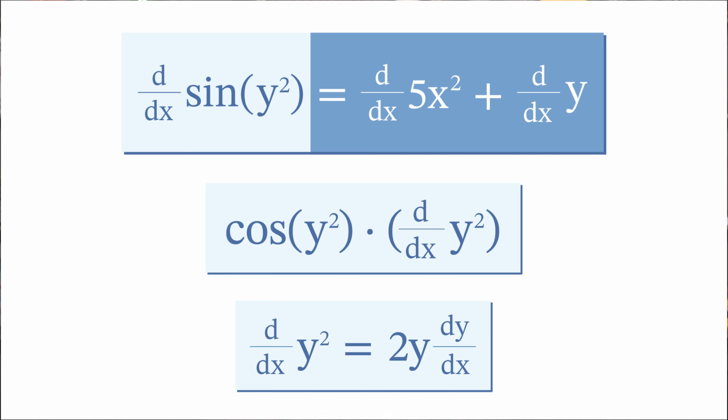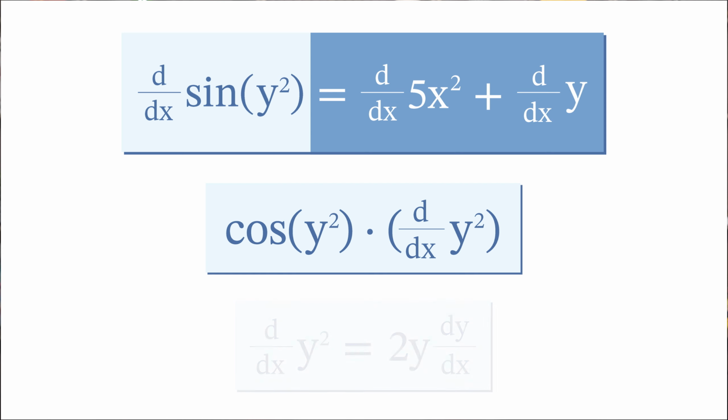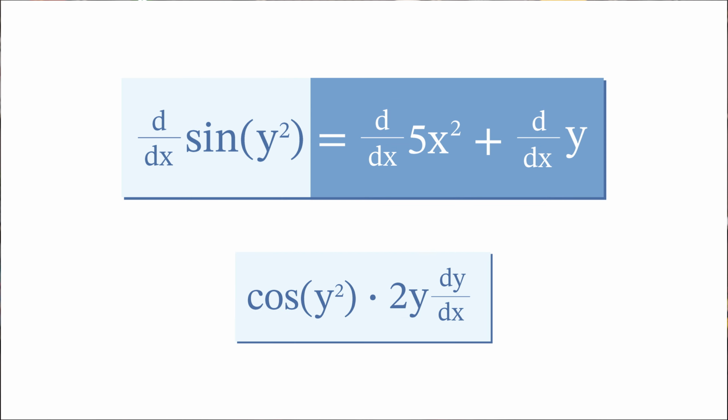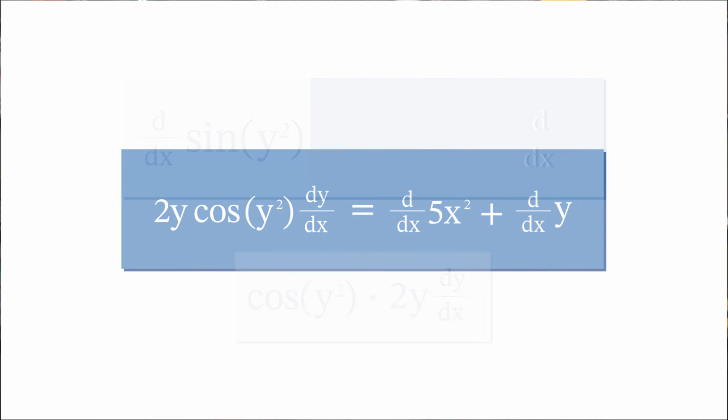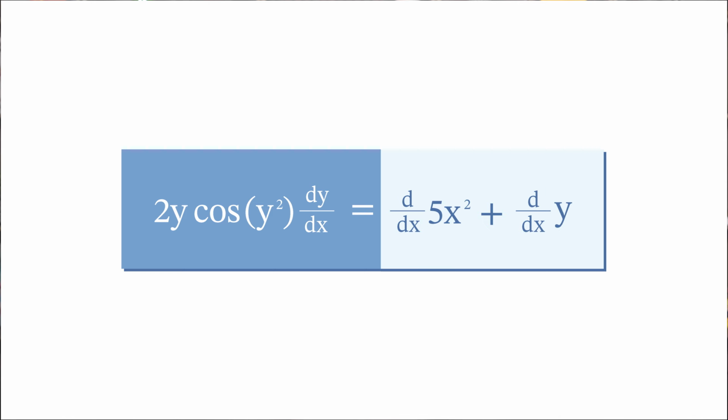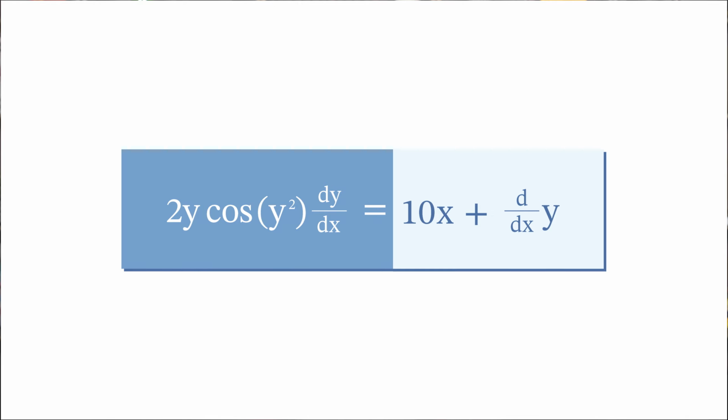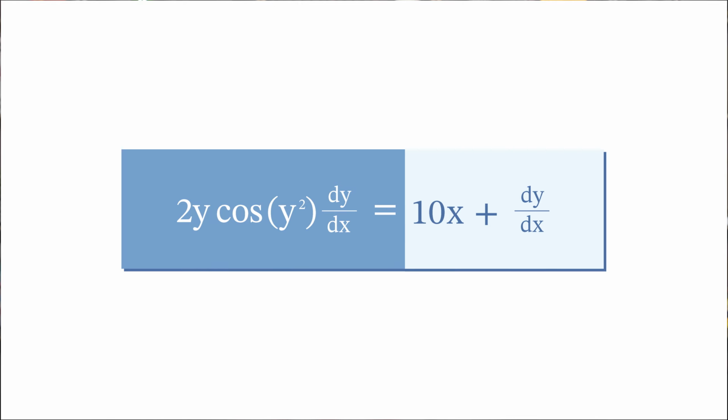Since y is not to the first power, we are actually going to need to use the chain rule a second time. Now the outer function is the square, while the inner function is y. So the derivative of y squared with respect to x will be 2y times dy dx. We can now rearrange this a little bit on the left side, and we'll get 2y times cosine of y squared times dy dx as the derivative of the first term. Fortunately, the other 2 derivatives in this problem are much simpler. The derivative of 5x squared is 10x, and the derivative of y can be written as dy dx.